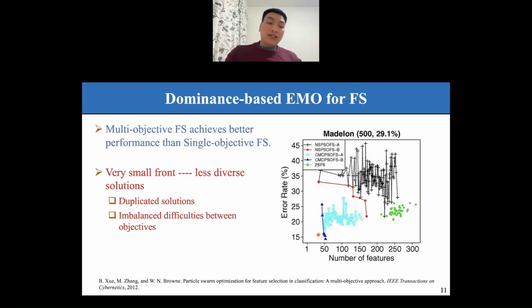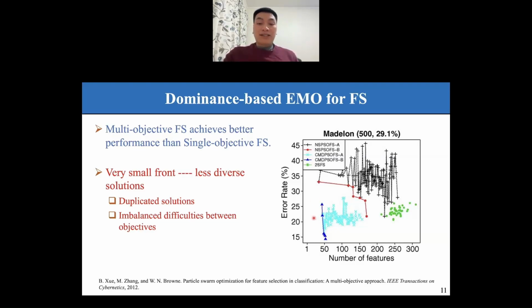The first one is that in feature selection we have a lot of duplicated solutions in the search space or objective space, and that reduces the diversity of the population. And that's going to lead to a less diverse front.